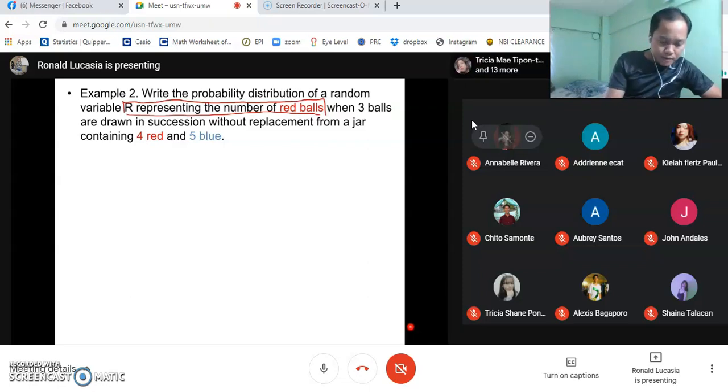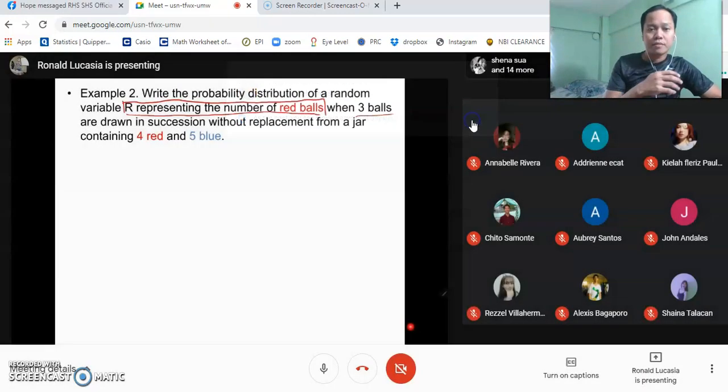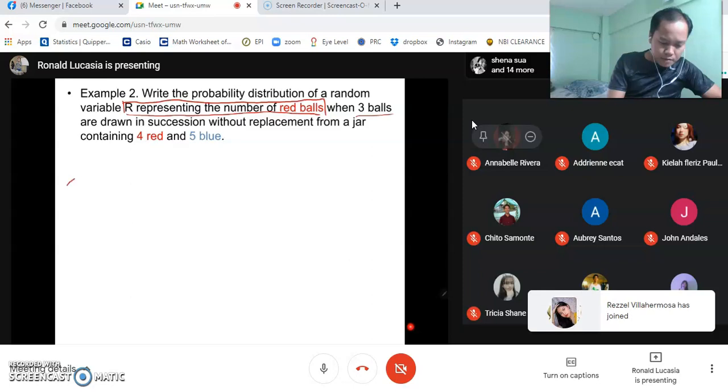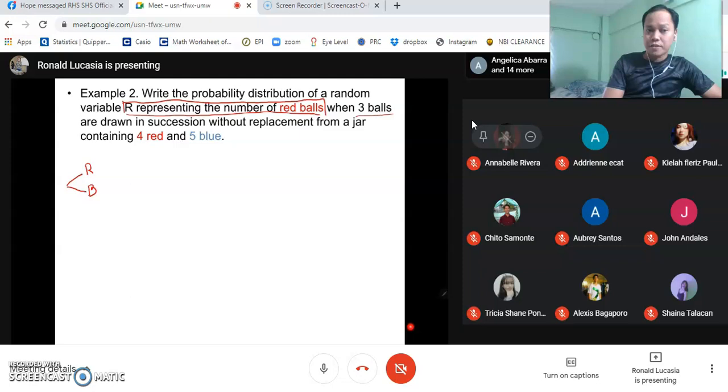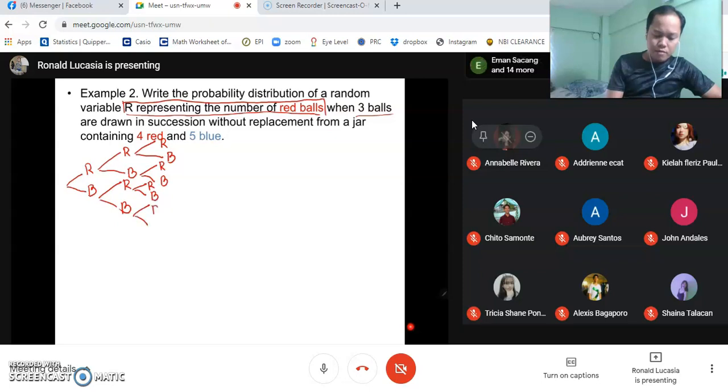Okay? So, how many times? We need to draw 3 balls. The first drawn will be either red or blue. The second will be either red or blue. And then the third, it's either red or blue.